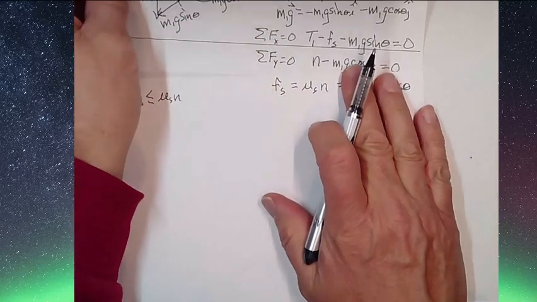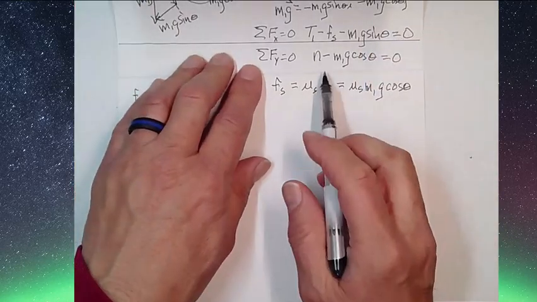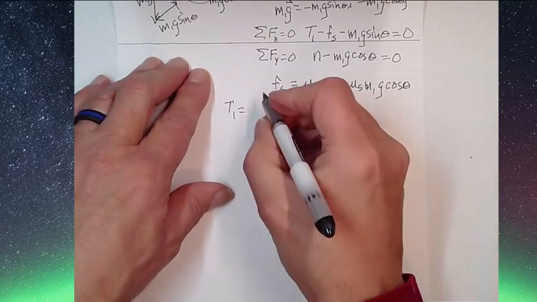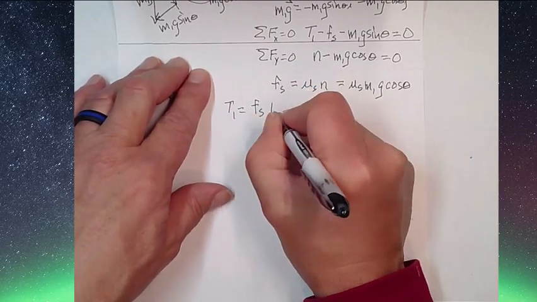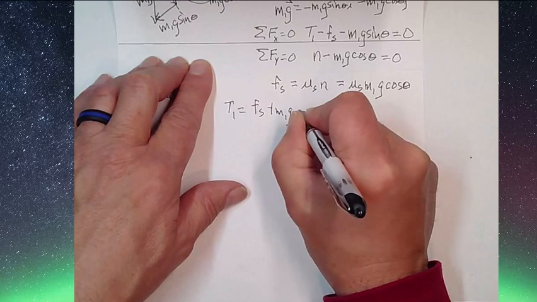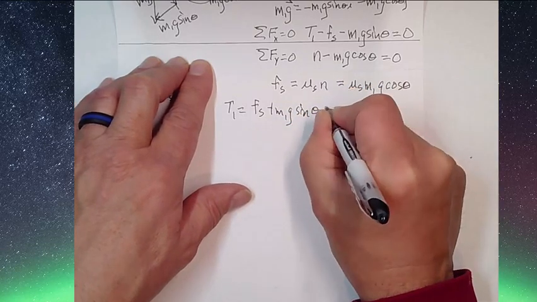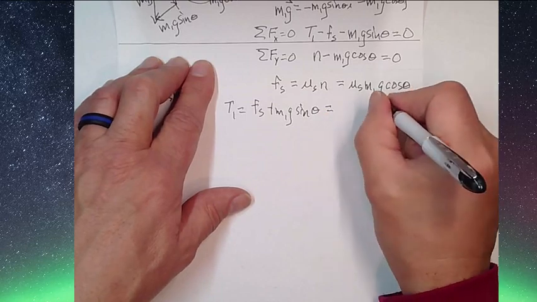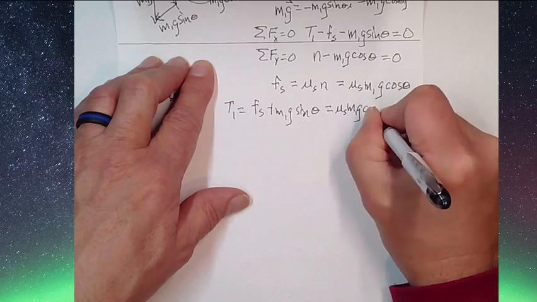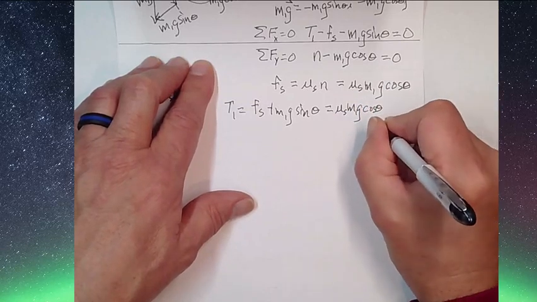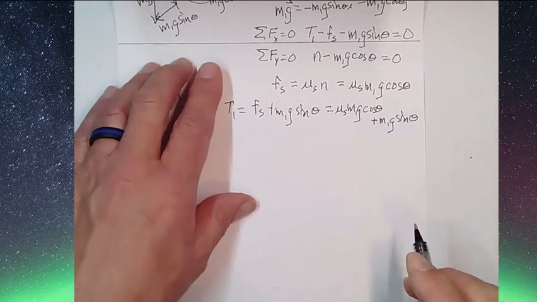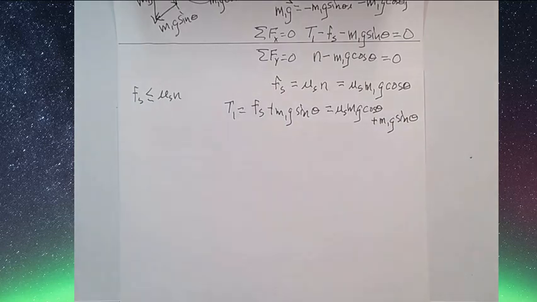And then finally, I can solve this T1 equation for those other terms. So T1 will equal F sub s plus m1g sine theta, which is equal to mu sub s m1g cos theta plus m1g sine theta. And that's as far as I can go just by considering block 1.